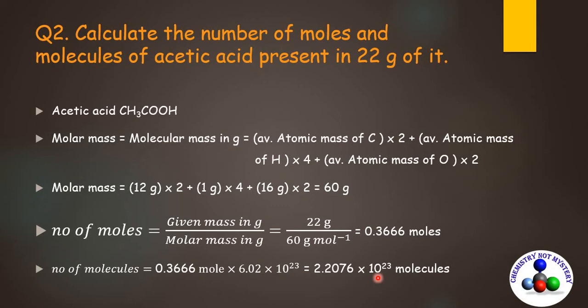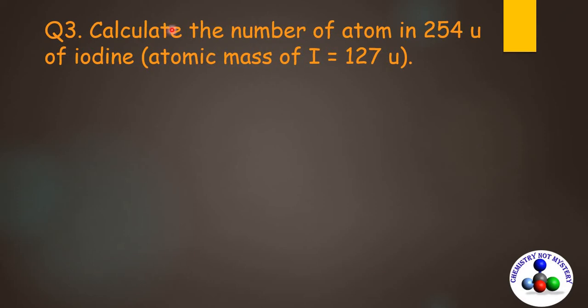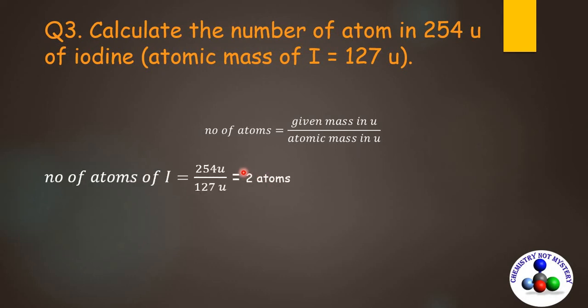Come to the next question. Here you have to calculate the number of atoms in 254 u of iodine. It is so simple, isn't it? Atomic mass of iodine is given in the question, and you can calculate the number of atoms of iodine by dividing the given mass, 254 u, by atomic mass, 127 u, and you will get your answer, that is 2 atoms.